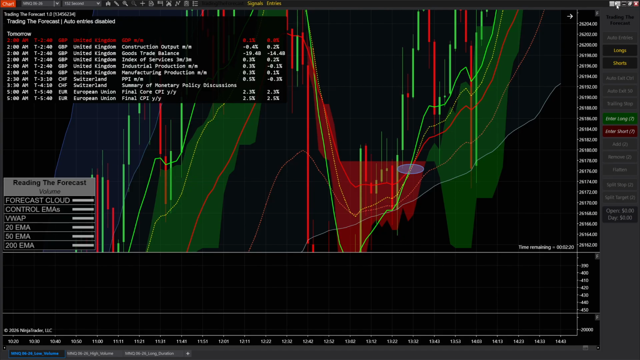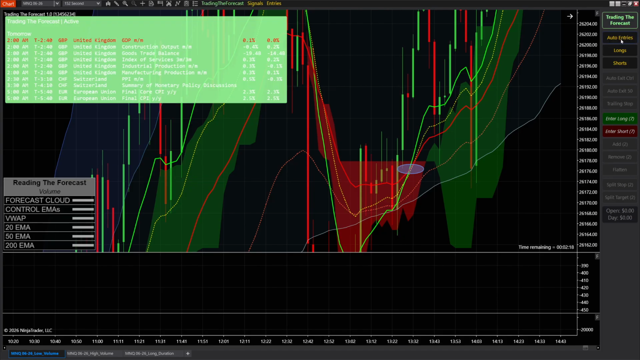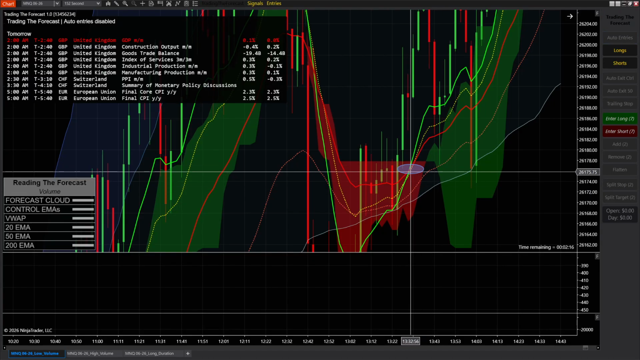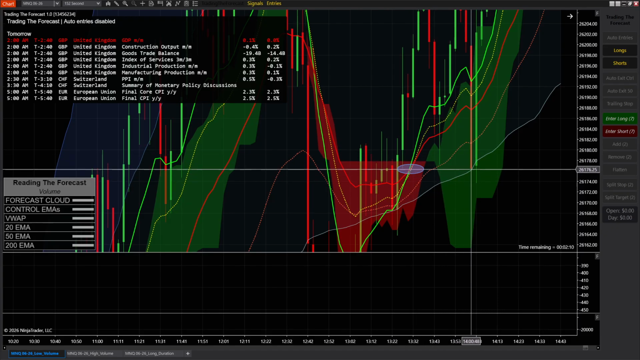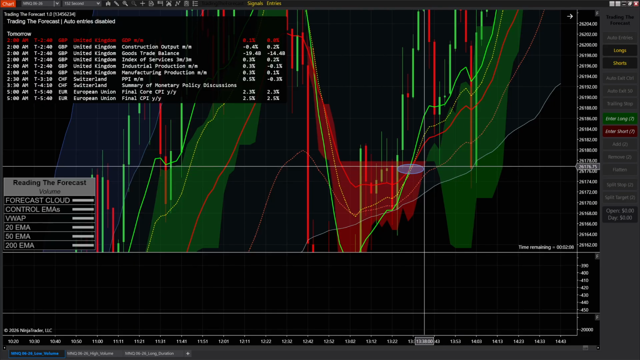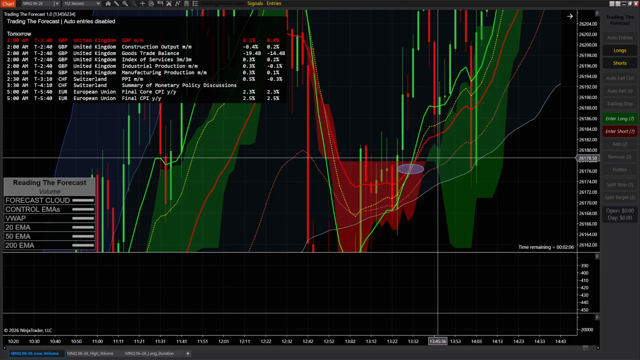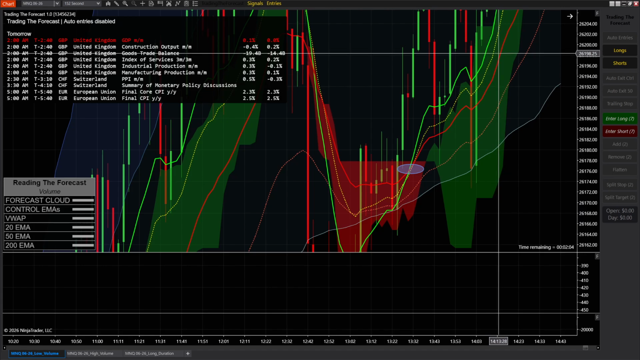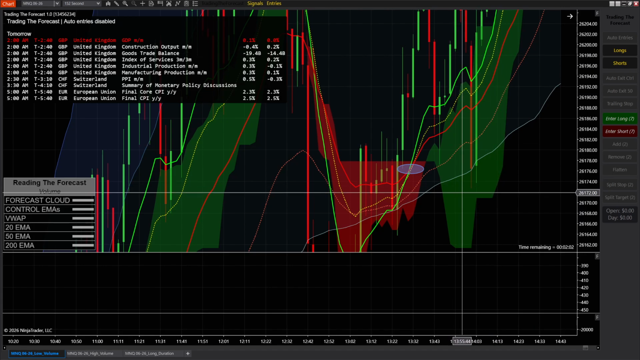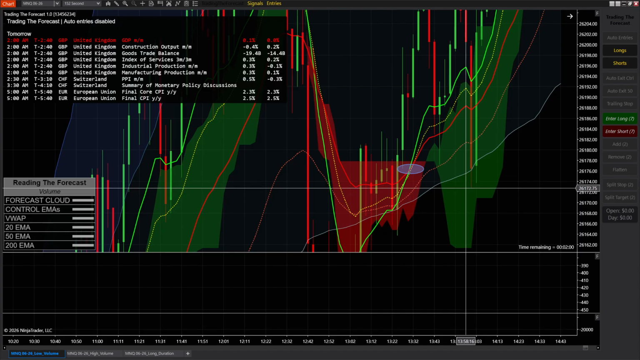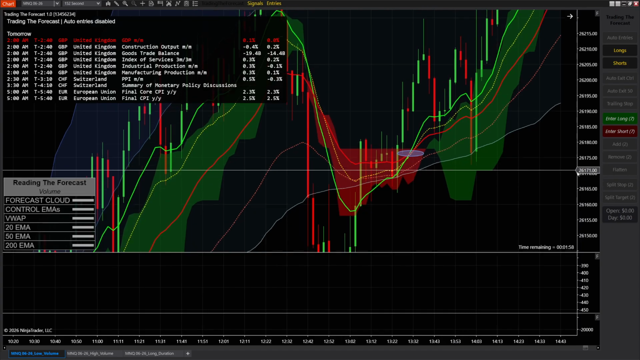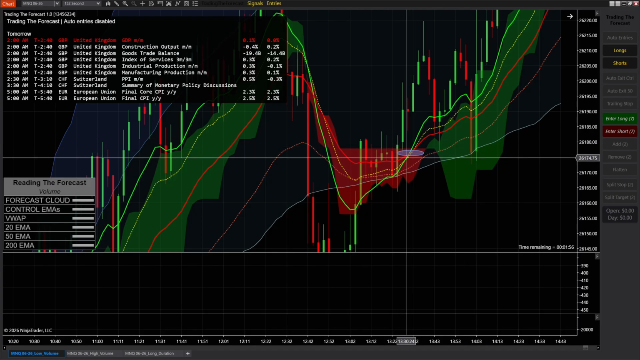There is also an auto entry, which is up here. If the auto entry is selected and the control EMAs cross inside the green forecast cloud, it'll wait for a confirmation and then it'll take the trade for you. But then you have to manage it after. We can talk more about that after. But that's how your control EMAs work.